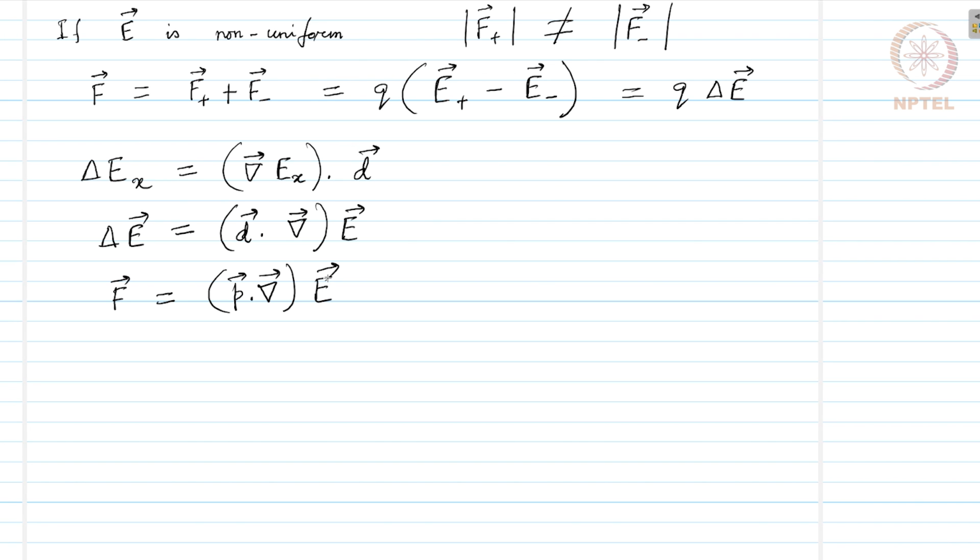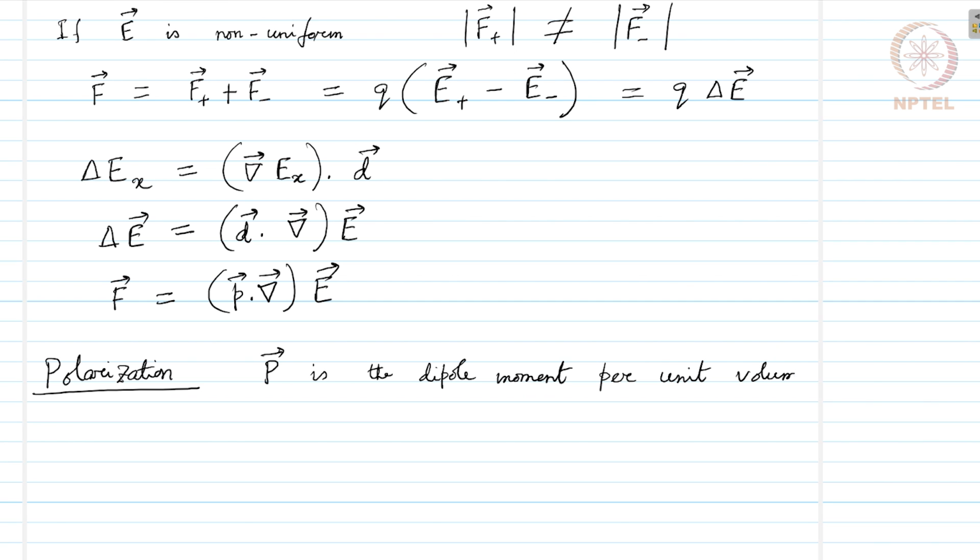Okay. After having discussed this, let us consider polarization. Polarization is represented by capital P vector and small p vector is the dipole moment vector. So, this is the dipole moment per unit volume in a material.